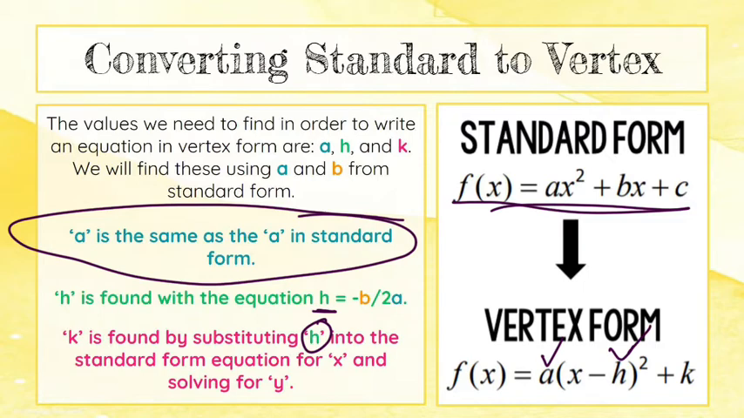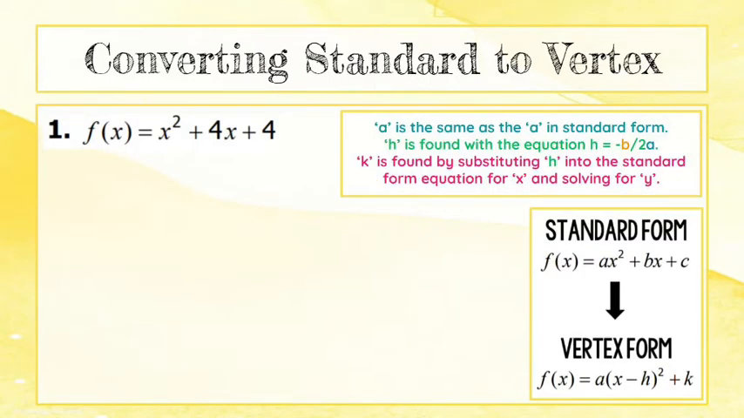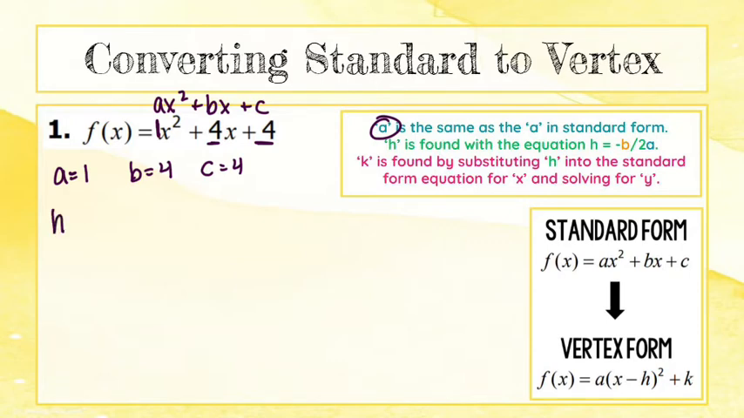It'll get really easy. All right, so first I like to write down what A, B, and C equals. So we have A is 1, B is 4, and C is 4 because our standard form is AX squared plus BX plus C. So this is an invisible 1, this is a 4, and this is a 4. So then that means we already know what A is for our vertex form, but now we want to find H. And in order to find H, H is equal to negative B over 2A. So negative 4 divided by 2 times 1. That would be negative 4 over 2, which is just negative 2.